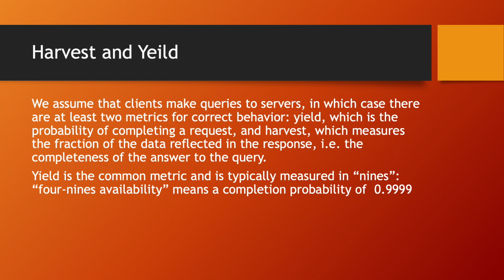Let's look at definitions of harvest and yield. We assume that clients make queries to servers, in which case there are at least two metrics for correct behavior: yield, which is the probability of completing a request, and harvest, which measures the fraction of the data reflected in the response, that is, the completeness of the answer to the query. Yield is the common metric and is typically measured in nines. Four nines of availability means a completion probability of 0.9999.